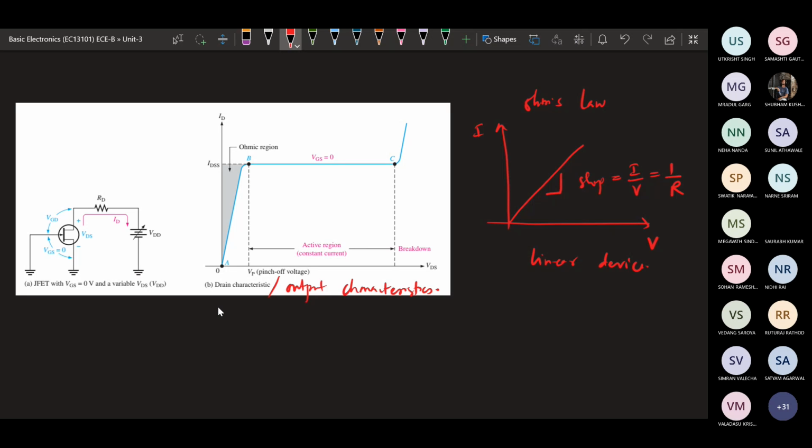So in this case also, as we are increasing the VDS, the ID is going to increase linearly. That means in this region, it is going to behave like a resistor. So the channel region in this case will be behaving like a resistance. That's why it is called the ohmic region.